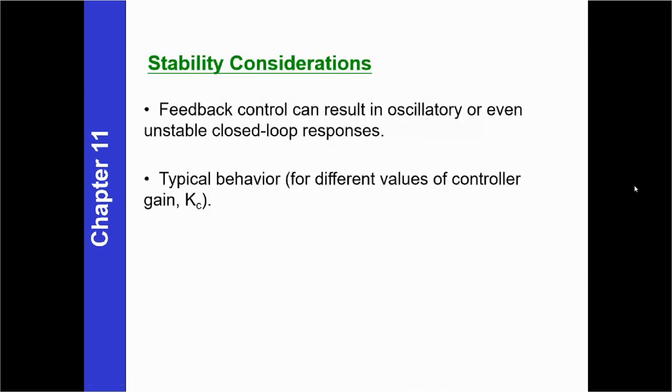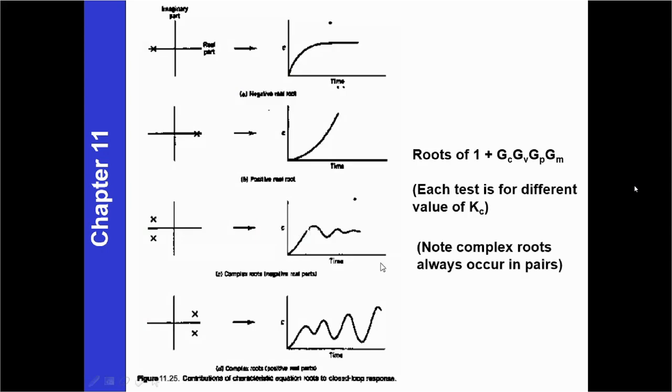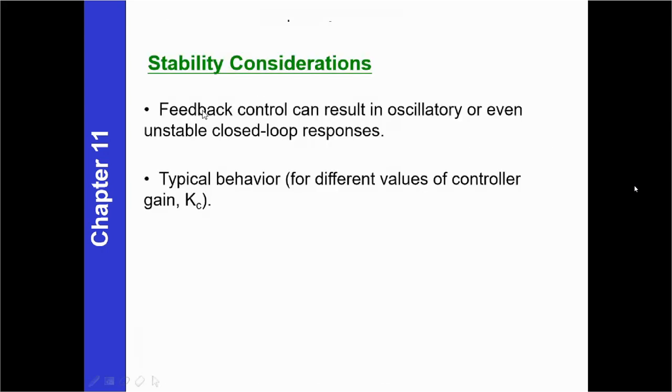For stability considerations, we consider whether the feedback control can result in oscillatory or even unstable closed loop responses, and we also look at the typical behavior for different values of controller gain Kc. So those are the two things we will look into.